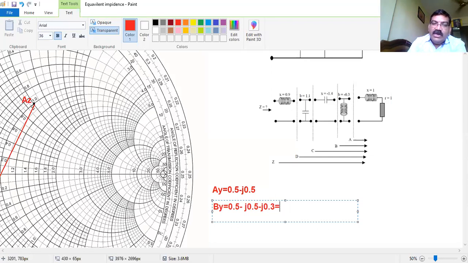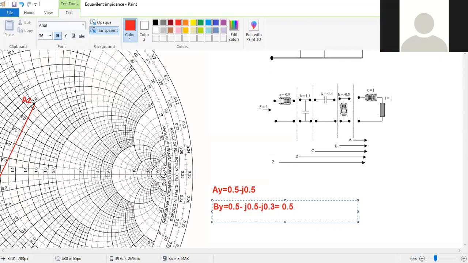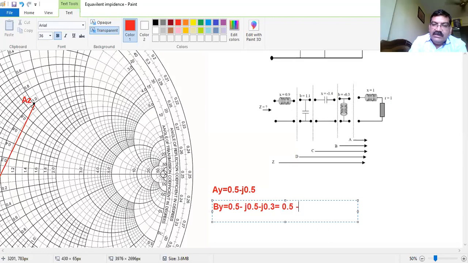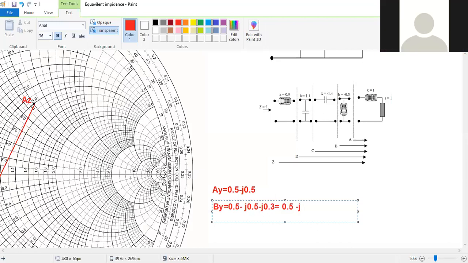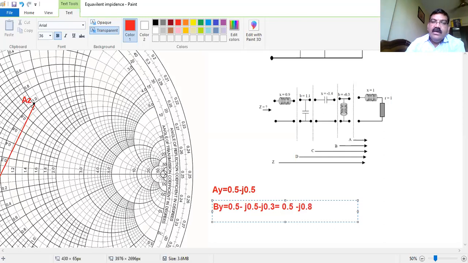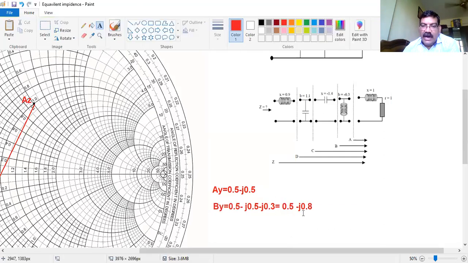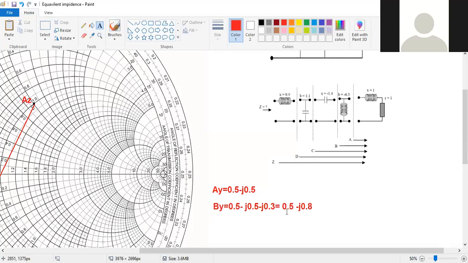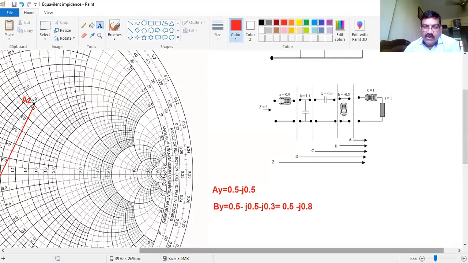So what will be my total? My BY will be 0.5 and minus. It is 0.5 plus 0.3, both are minus, 0.5 minus 0.3, so it will be j 0.8. Am I right? Okay, simply you are adding this. So this is 0.5 minus j 0.8.